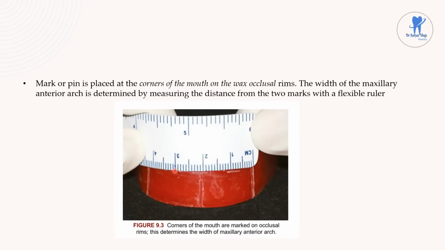Here a mark or a pin is placed at the corners of the mouth. This is the corner of the mouth on the wax occlusal rims. And the width of the maxillary anterior arch is determined by measuring the distance between the two marks with a flexible ruler. So this is the corner of the mouth, this is another corner, and they are marked on the occlusal rims. Okay, and this determines the width of the maxillary anterior arch.